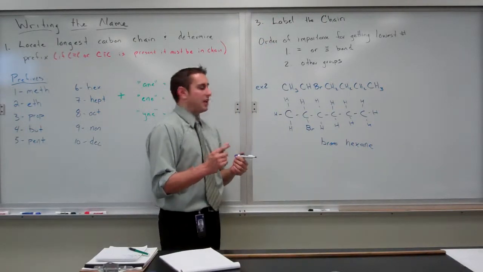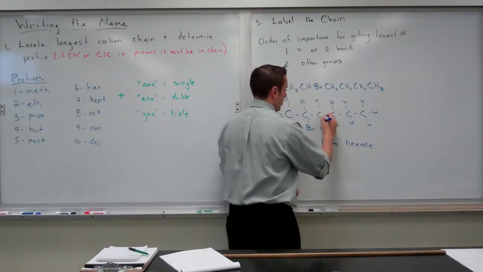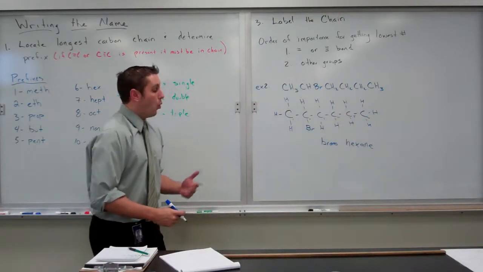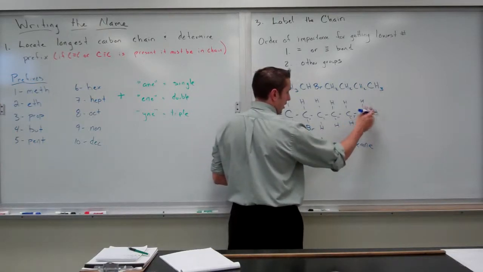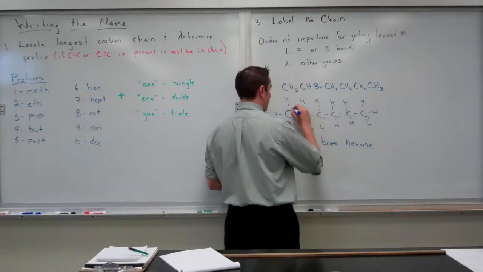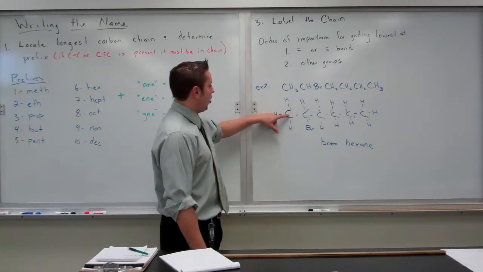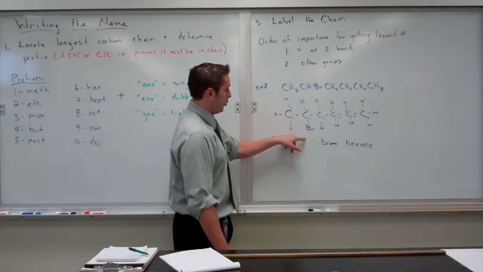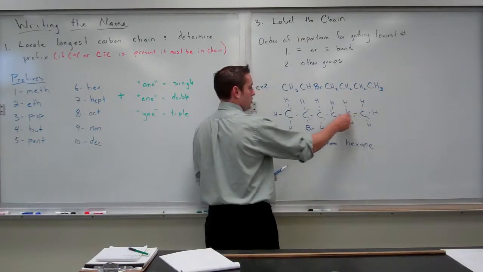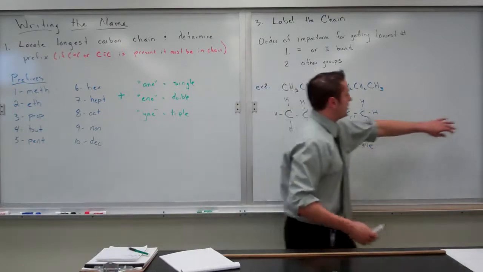There are 2 ways I could number this. I could either start here and say carbon 1, 2, 3, 4, 5, 6, or I could start from here and say carbon 1, 2, 3, 4, 5, 6. If I use the first one I drew, making this carbon 1, this would be 2-bromohexane. If I use this as the number 1, it would be 5-bromohexane. So how do I know which one is correct?